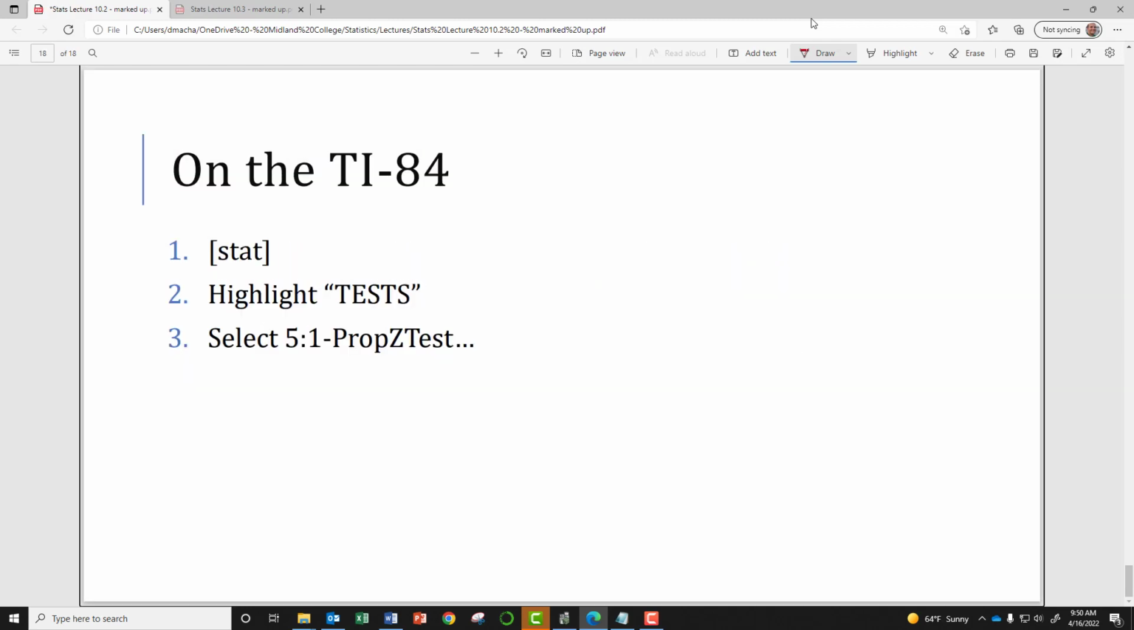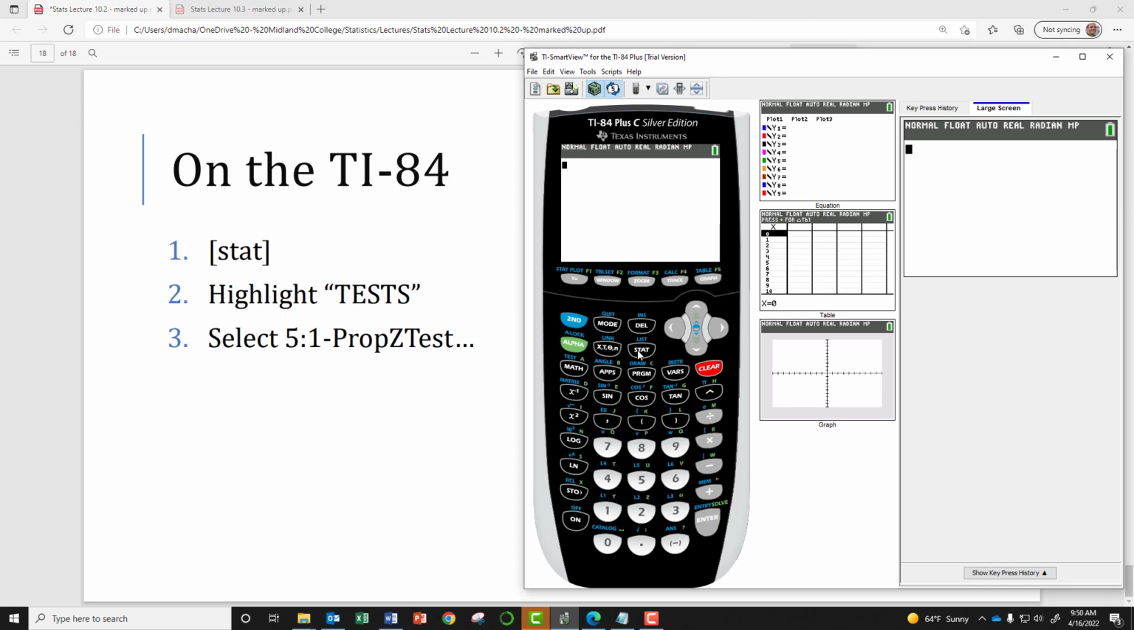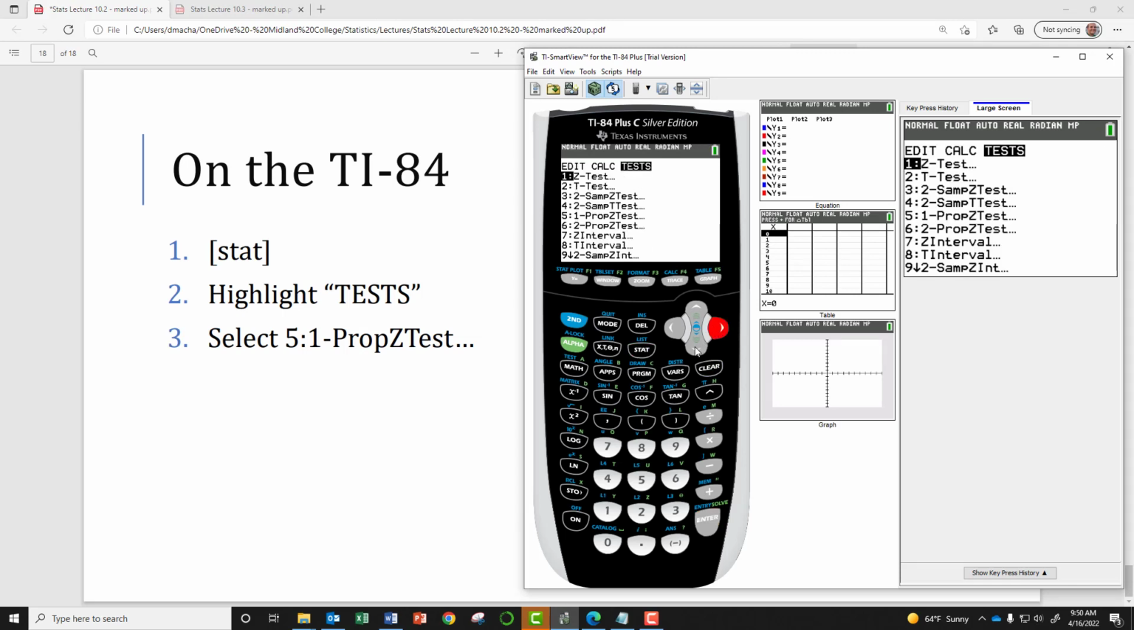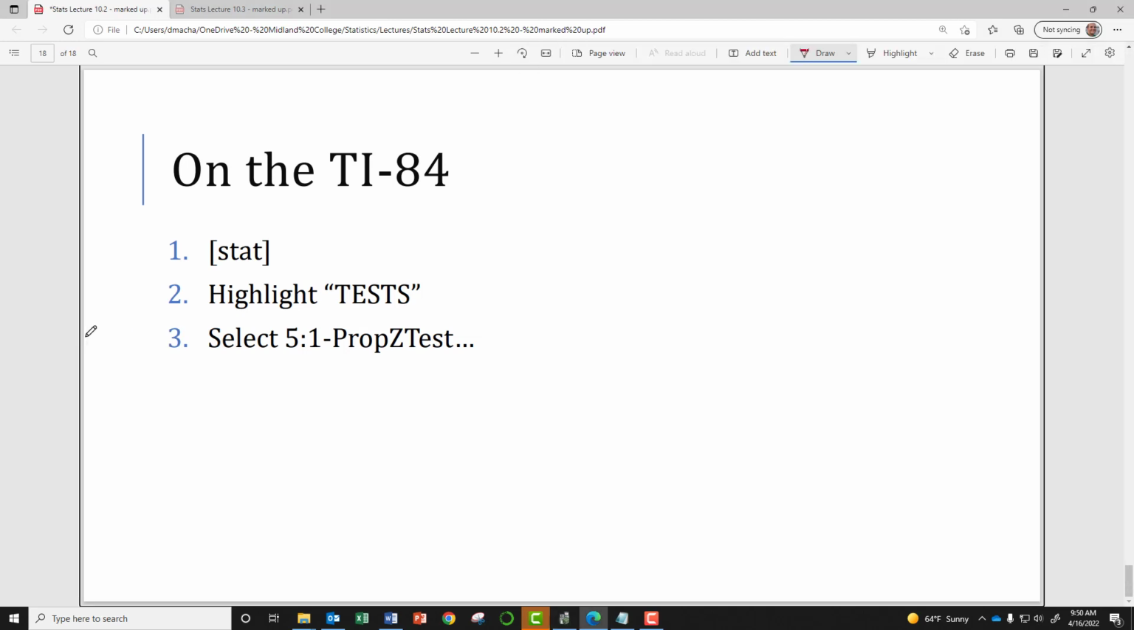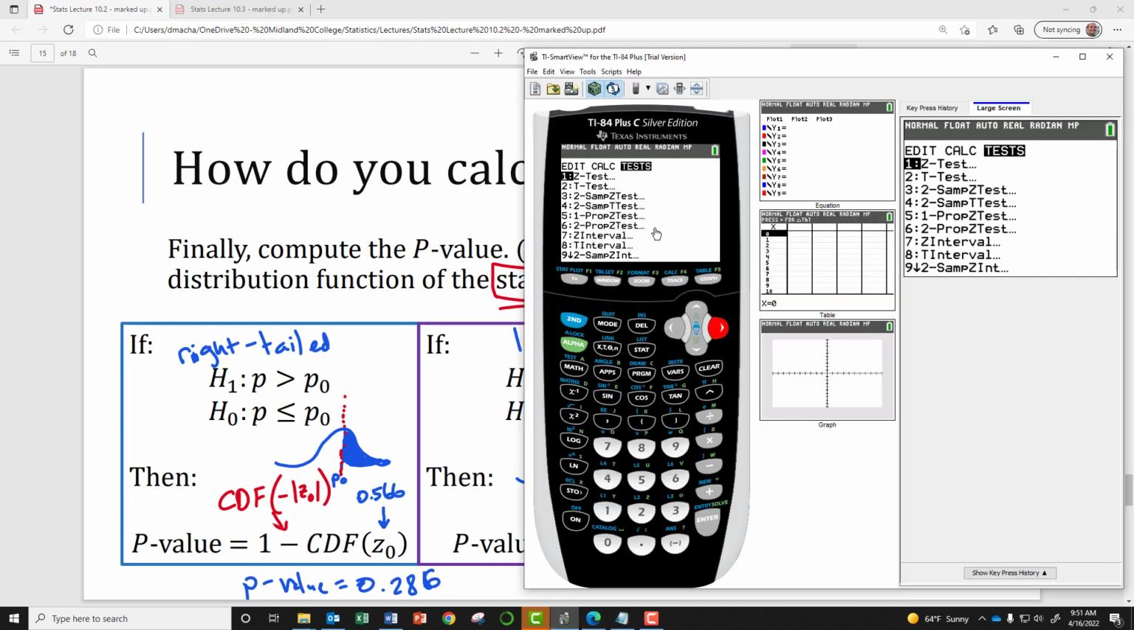This is the last slide in the deck, and I just want to show you a certain shortcut on the TI-84. The shortcut is that we go to the button Stat, highlight Tests, and select number 5, which says 1-PropZTest. PROP stands for proportion. We're talking about a hypothesis test about a population proportion. And it's called the z-test because we're going to use the standard normal distribution, remember, to calculate my p-value from my test statistic. That's why it's a 1-PropZTest.